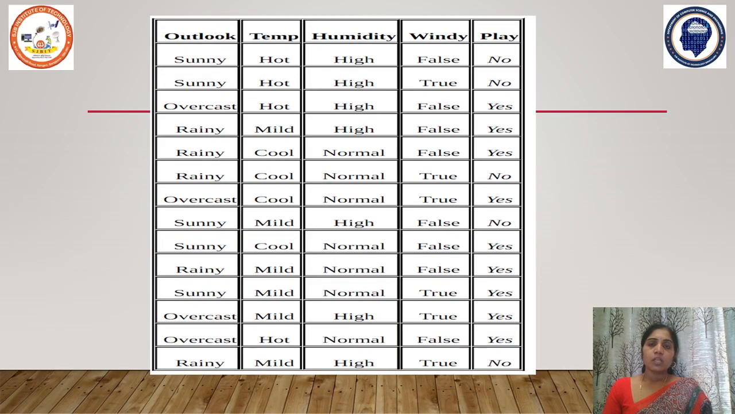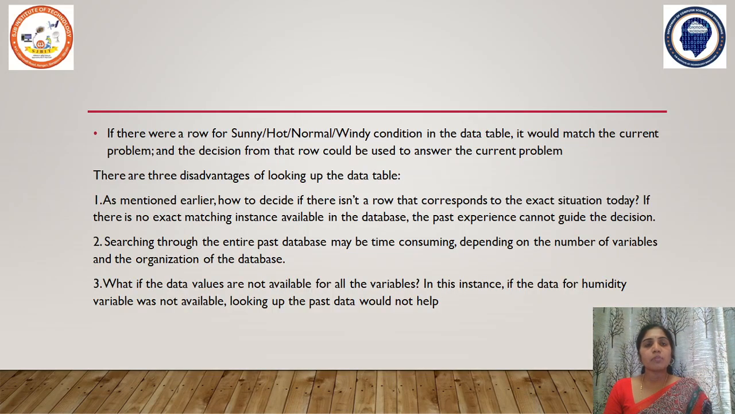There are three disadvantages of looking up the data table. First, how to decide if there isn't a row that corresponds to the exact situation today. If there is no exact matching instance available in the database, the past experience cannot guide the decision. Second, searching through the entire past database may be time consuming, depending on the number of variables and organization of the databases. Third, what if the data values are not available for all the variables? In this instance, if the data for the humidity variable was not available, looking up the past data would not help.